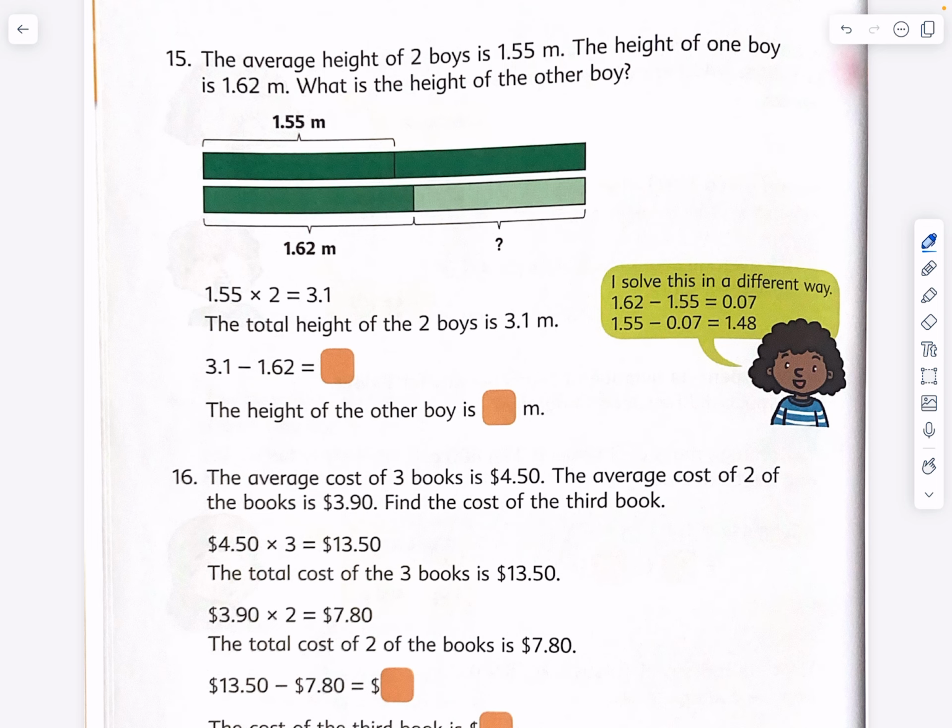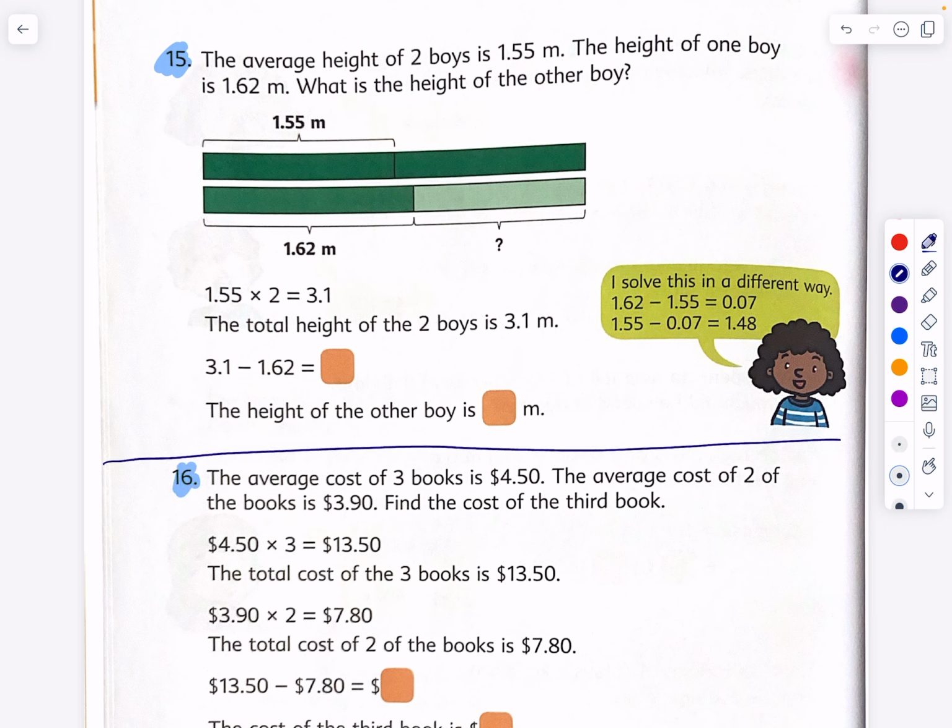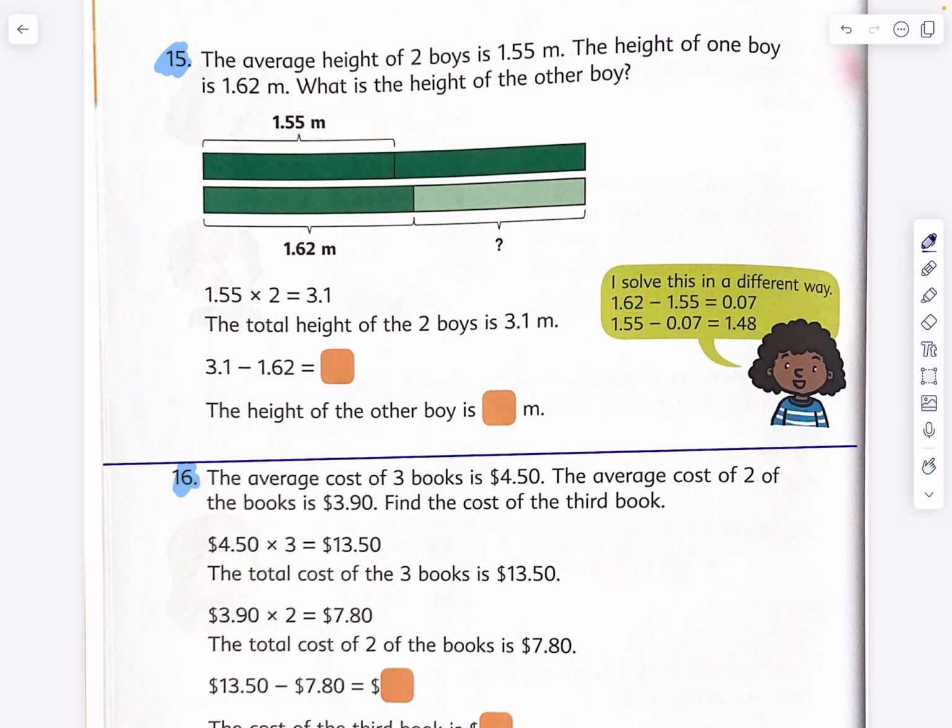First, you always have to read problems very carefully. I cannot underestimate the importance of careful reading. So problem number 15, then we'll do 16. Let's separate them because I like it nice and clean. The average height of two boys is 1 meter 55 centimeters, or 1.55 meters. The height of one of them is 1.62 meters. What is the height of the other boy?